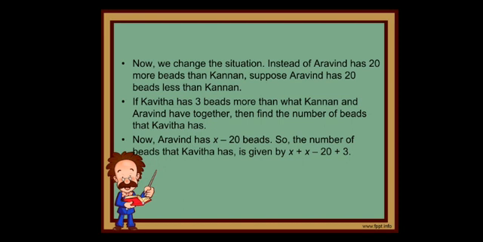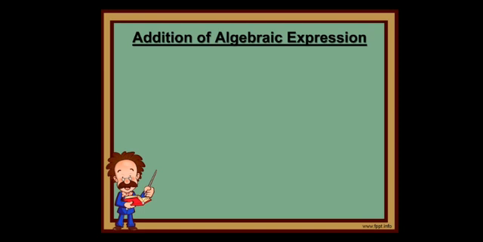So we have to read the situation, fix the variable, and form the algebraic expressions like this from the given information. Now we'll see how to add algebraic expressions. When two numbers are given, you know how to add them. When two algebraic expressions are given, how to add them?